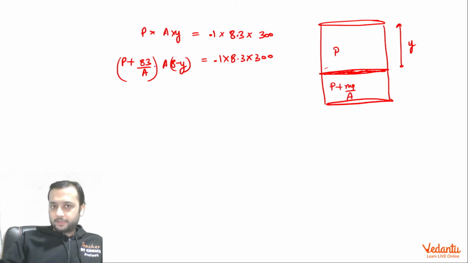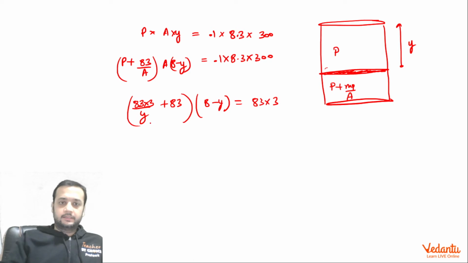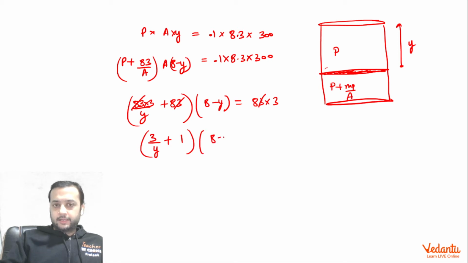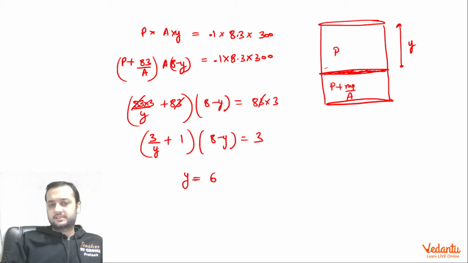So if you take this A inside, this will become P into A, which will become 83 into 3 by y, right? Plus this A and A will become 83, and this will become 8 minus y, and this will again become 83 into 3, right? So 83 is cancelled, and what are we left with? 3 by y plus 1, into 8 minus y, is equal to 3, right? If you solve this, it is a simple quadratic. If you solve this, you're going to get y as 6. You can also check that 6 satisfies this equation.